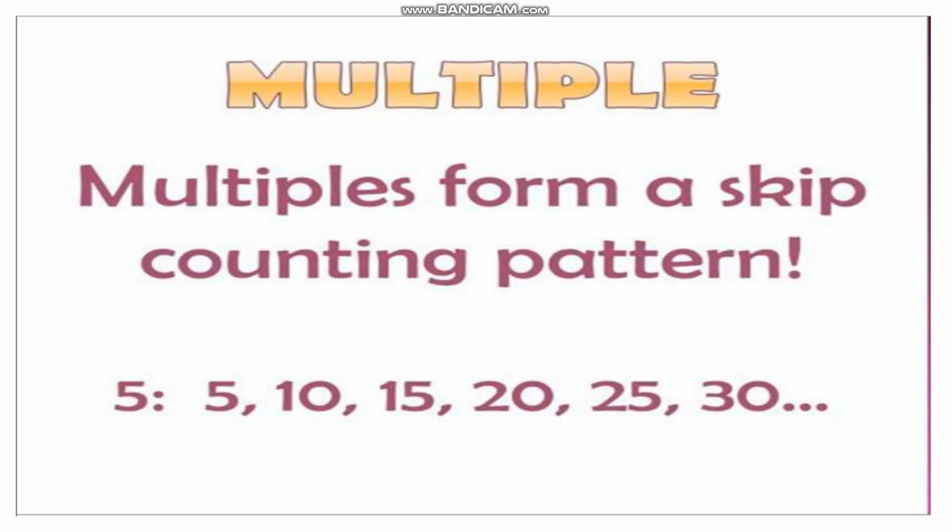Now basically if we see, multiples form a skip counting pattern. अगर हम 5 के multiples लिख रहे हैं, that means we are skip counting. So that is 5, then 5 skip करेंगे, then we will get 10, then again we will skip 5 and get 15. So this is also another way of saying what are multiples. We skip count and get the multiples. अगर हमको multiples 3 के चाहिए, then we are going to skip count by 3. So 3, 6, 9, this way we are going to get the multiples of 3.